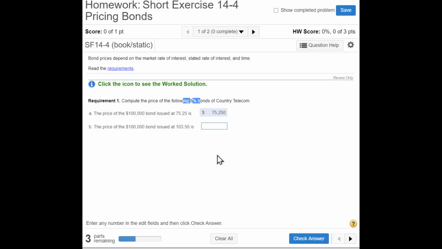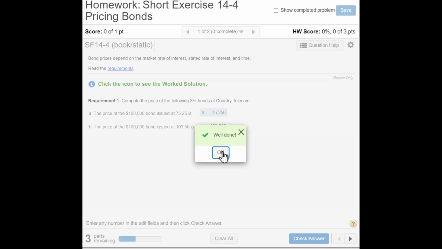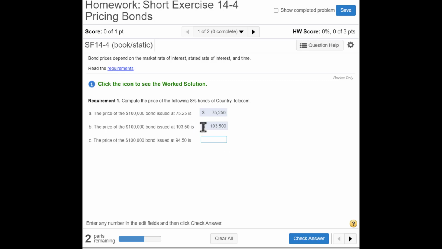Okay, in this next separate scenario, they're getting 103.5. So they're getting more than the par value. So to calculate how much they receive, you take 100,000 times 1.035 and you get 103,500. So why might they have gotten this extra amount? Maybe because other bonds are paying 7%, but this bond is paying 8%.